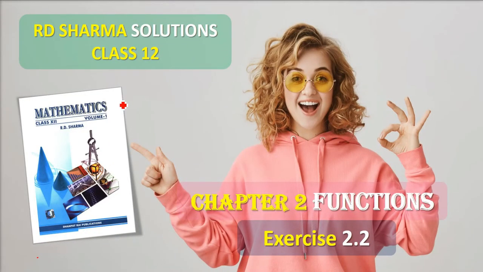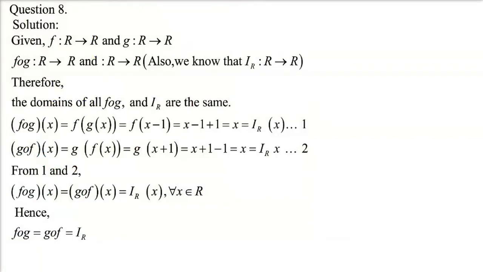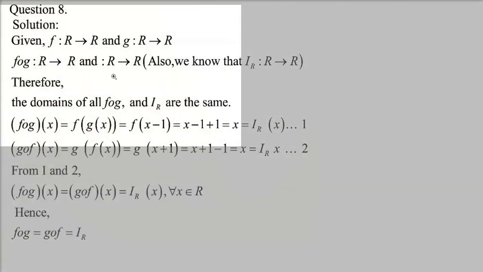We are looking at R.D. Sharma solution, class 12, chapter 2, functions, and exercise 2.2. This is question number 8. So we have functions f and g, defined by f(x) and g(x), and we have to show that fog and gof are identity functions.